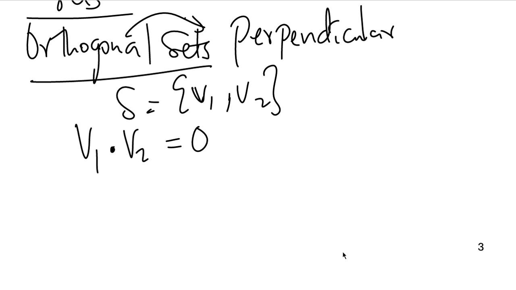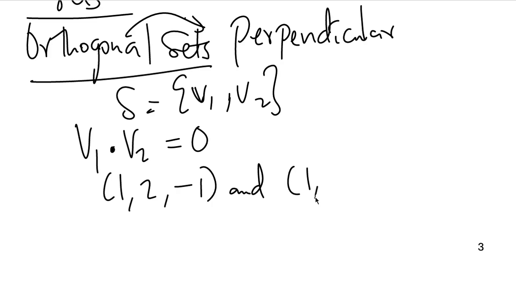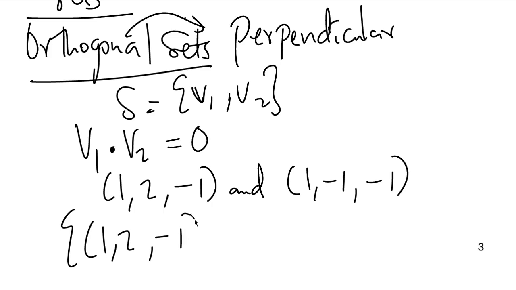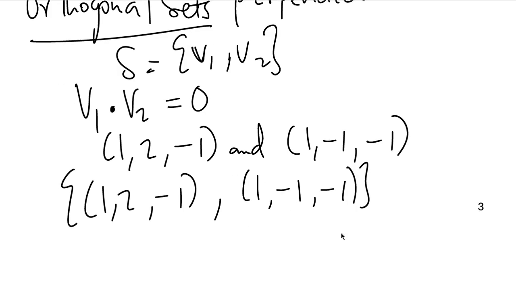Let's say we have a set: (1, 2, -1) and (1, -1, -1). Sorry, excuse me. The question is: is this an orthogonal set? You simply do what? This contains two elements, right?